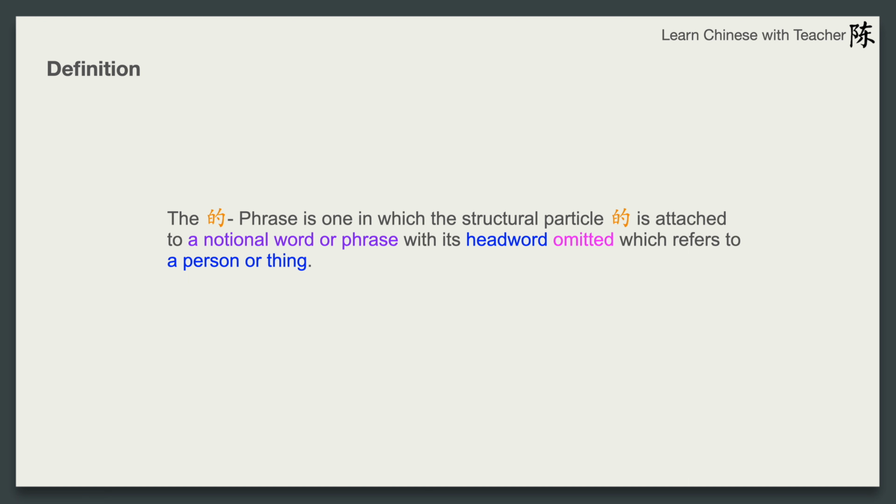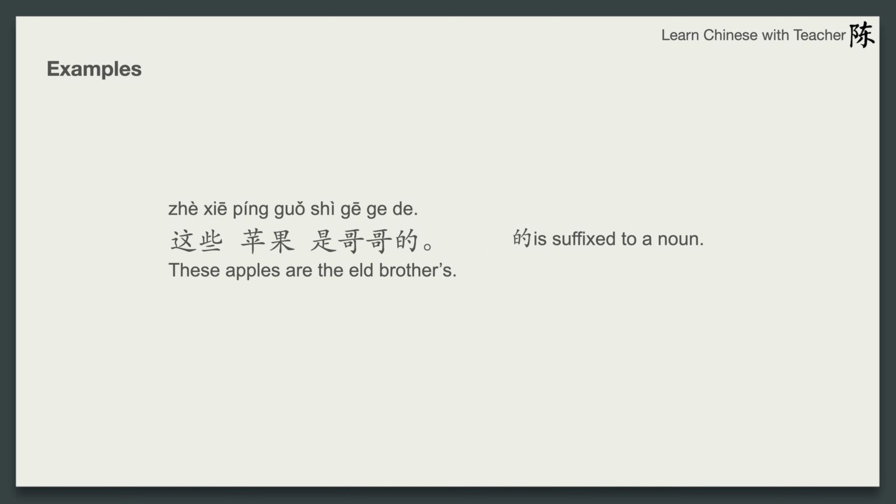In this lesson, you will learn how to use the 的 in the 的 phrase. The 的 phrase is one in which the structure particle 的 is attached to a notional word or phrase with its head word omitted, which refers to a person or thing. Let's look at the examples.